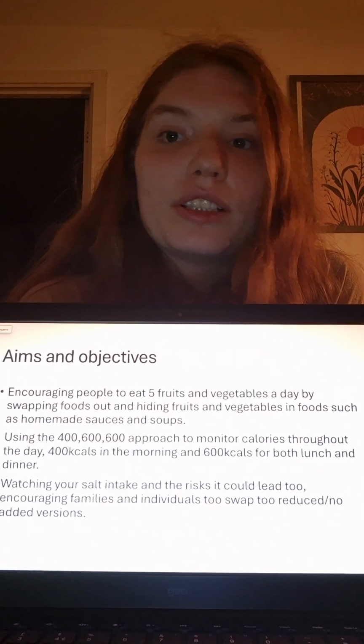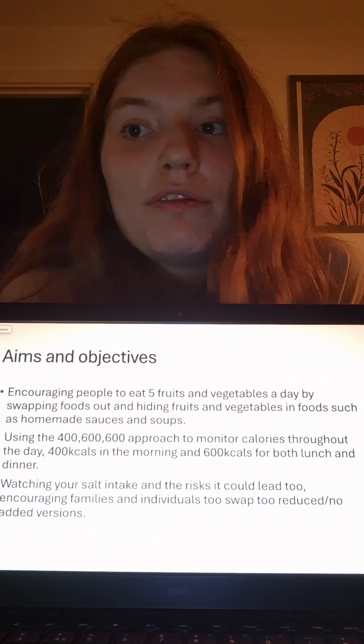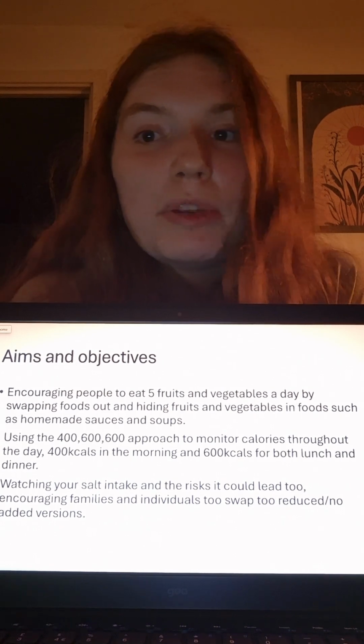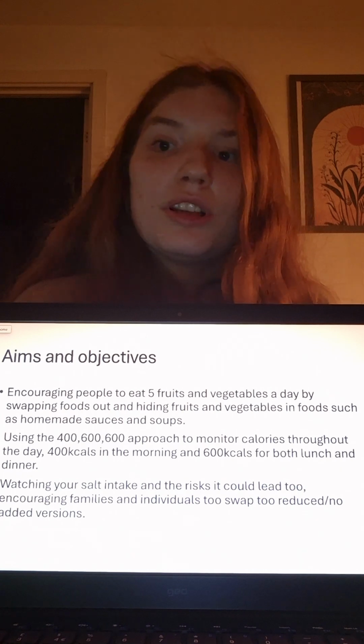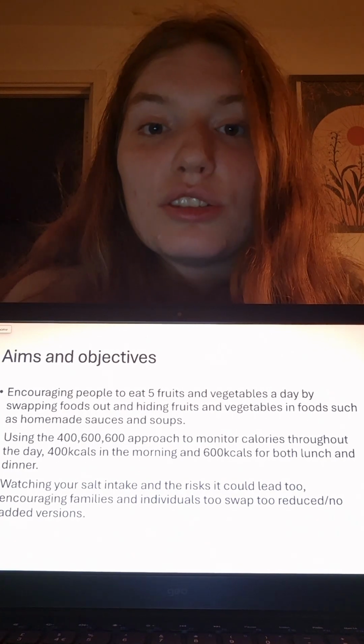Their aims and objectives: encouraging people to eat 5 fruits and vegetables a day by swapping foods out and hiding fruits and vegetables in foods such as homemade sauces and soups.